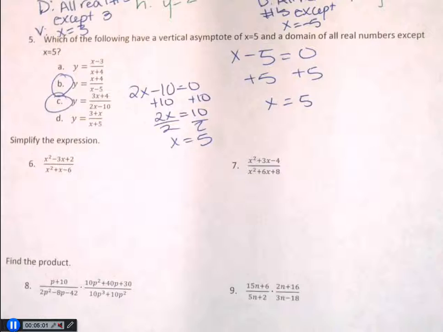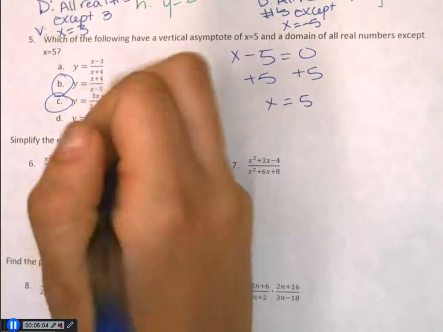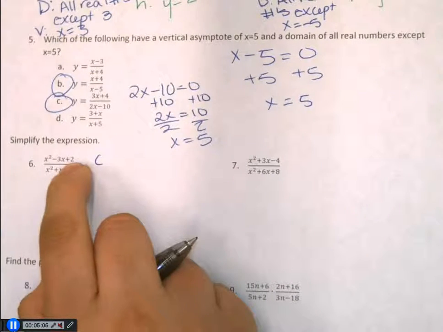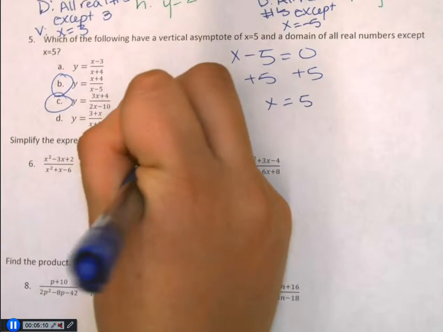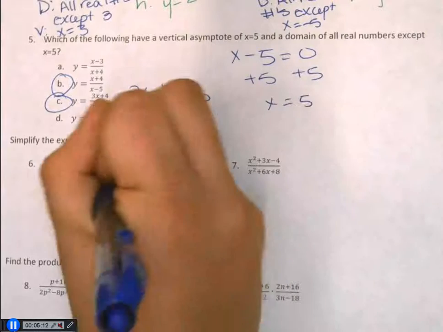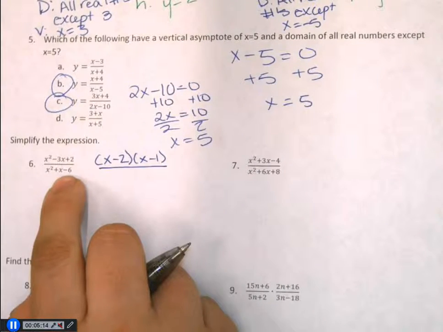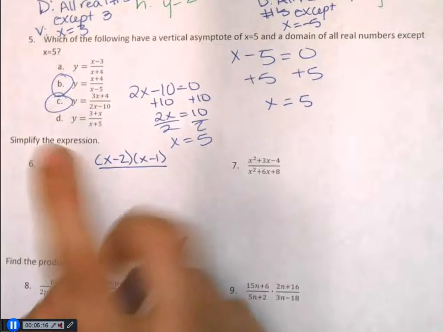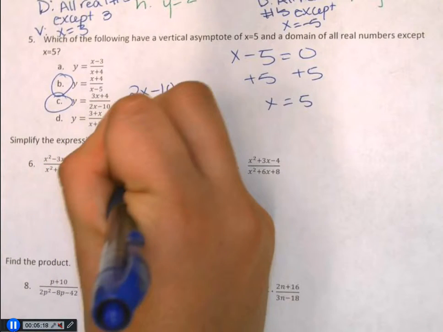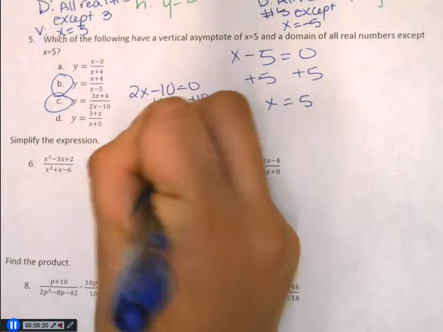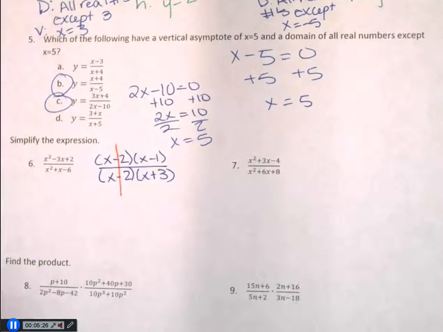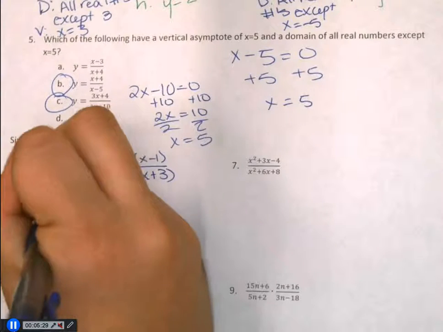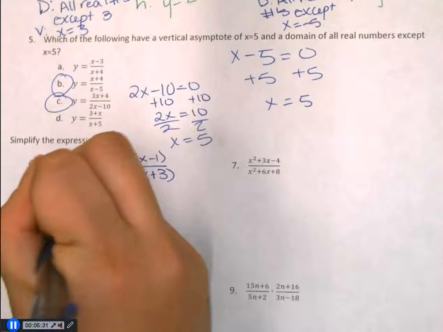On 6 and 7, it wants me to simplify my expression, so for these ones, I just want to factor them. I'm looking for what multiplies to 2 and adds to negative 3. This would be negative 2 and negative 1, so I get x minus 2 and x minus 1. On the bottom, I'm looking for what multiplies to negative 6 and adds to 1. That would be negative 2 and positive 3. Then I'm looking for what I can cancel out on the top and bottom, so I'm looking for something that's the same. The x minus 2's are the same, so I cancel those out. And then I'm left with x minus 1 over x plus 3.